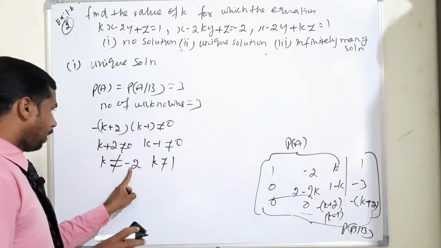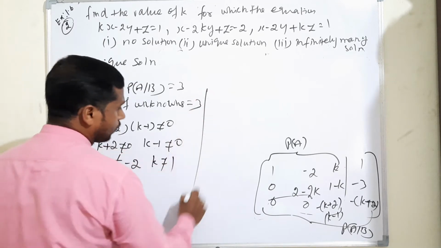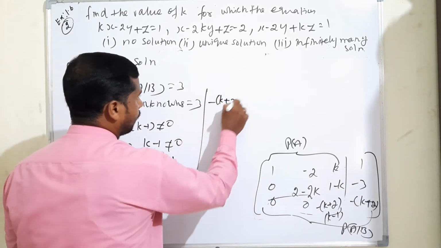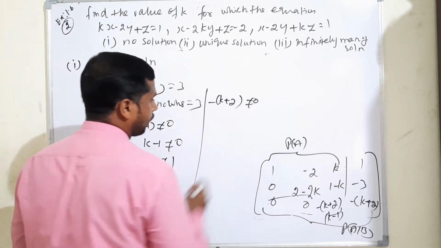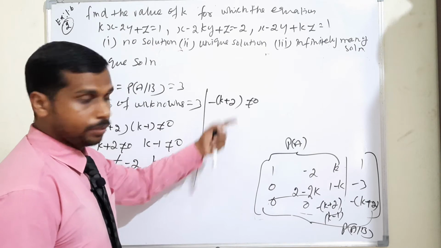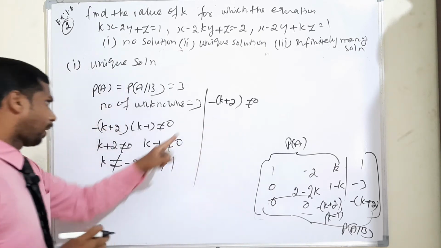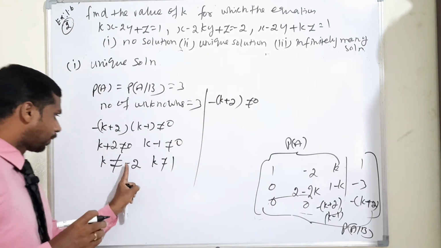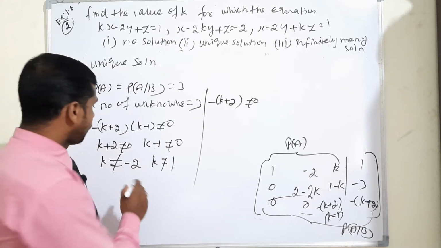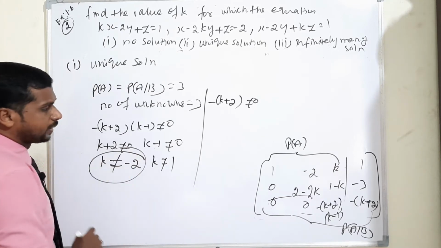So these two numbers are not possible to come here. Next condition also, what we have to show? Minus of k plus 2 not equal to 0. Here we can apply any one value. Why am I taking k? Take any value, okay, I will consider any one number. k is not equal to minus 2. Only this one value also is enough.